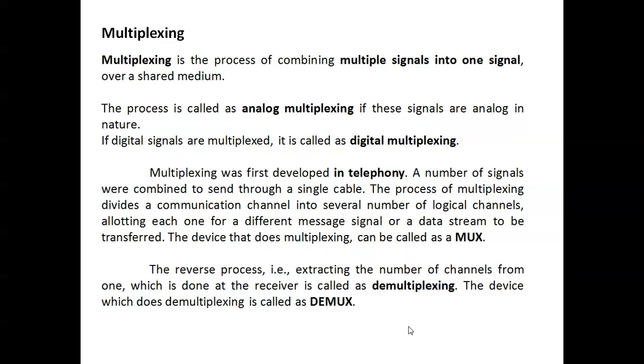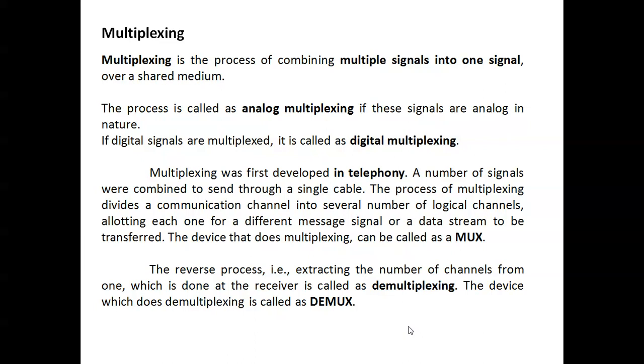Multiplexing was developed in telephony. Many signals are combined and sent through one single cable. So the multiplexing process divides a communication channel into several channels, so that one is allotted to each different message signal or data stream to be transferred.